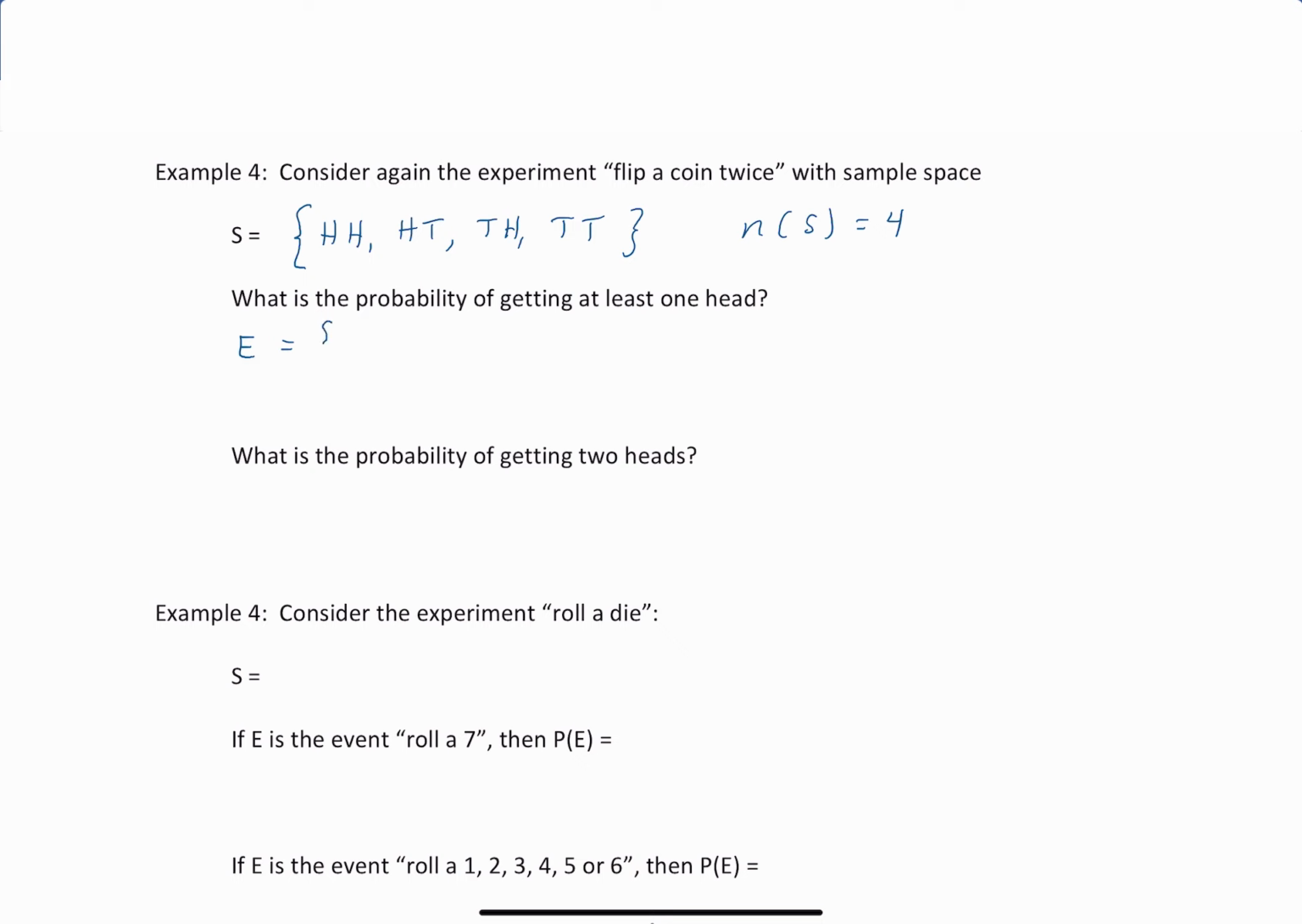That would include the outcomes HH, which is 2 heads, which falls under the heading of at least one head. At least one means one or more. Maybe I should write that. One or more heads. That's different than exactly one. Exactly one means one and no more and no less. Okay, so this event contains heads, heads, heads, tails, and tails, heads.